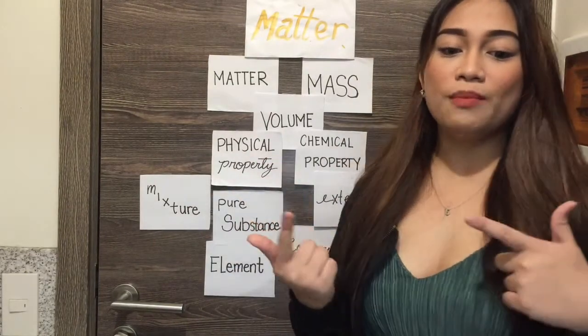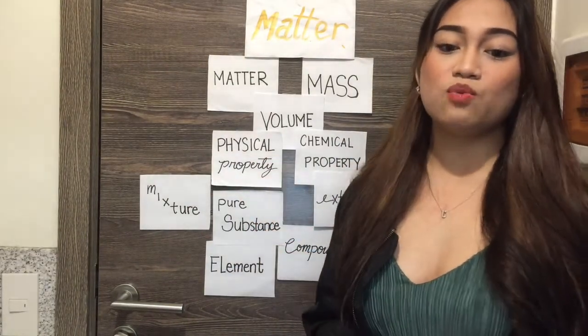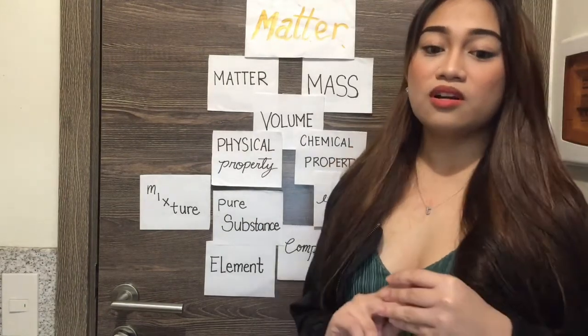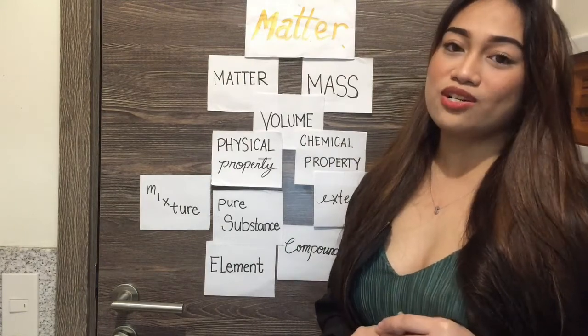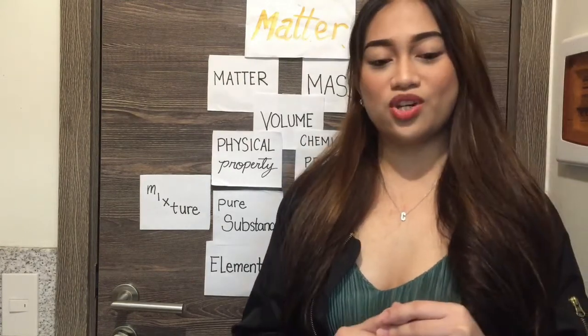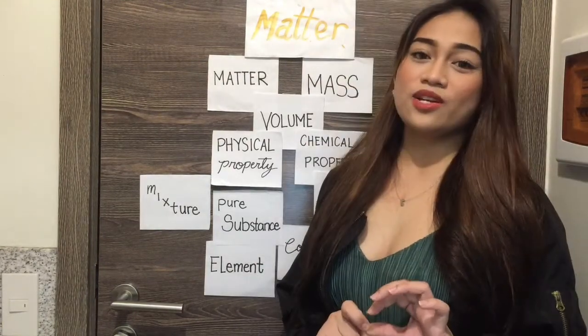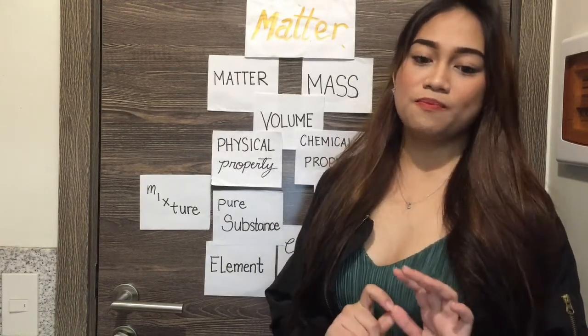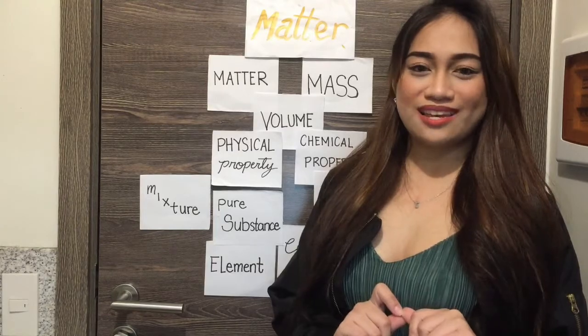A mixture is a combination of two or more pure substances in which each pure substance retains its individual chemical properties. If its composition is uniform, it is a homogeneous mixture. They are evenly mixed and consist of a single phase. If not, it is a heterogeneous mixture in which we are able to see its different parts.